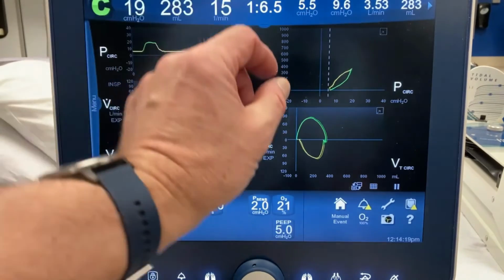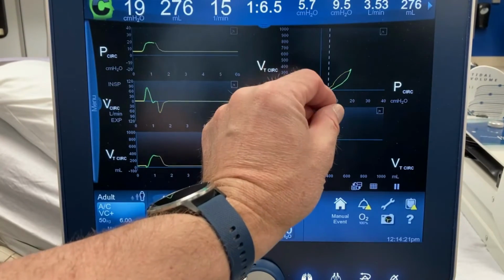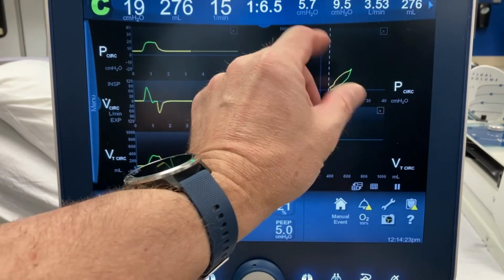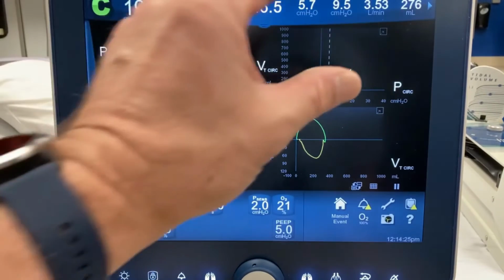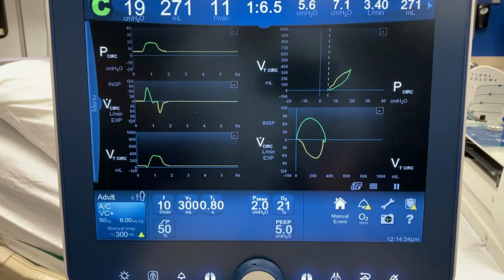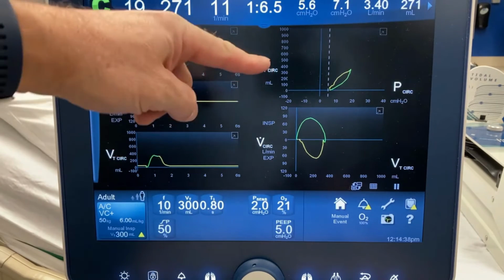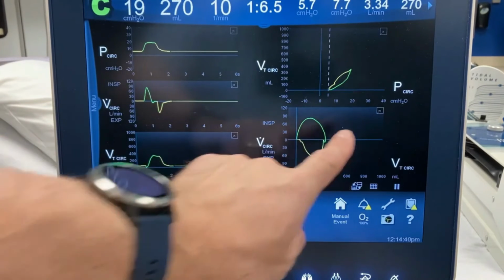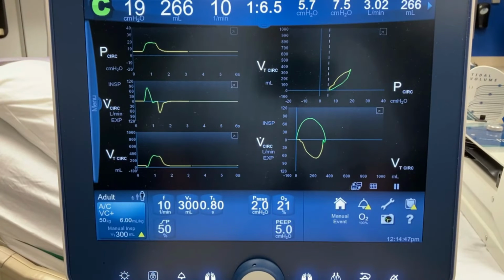We talked about resistance and its effect on that loop. The fatter it is, the more resistance there is. The thinner it is, the less resistance there is. That's useful. You can see that from across the room. You can also see compliance from across the room. We could mathematically do this. We could look at the volume and divide it by the pressure. You calculate compliance. We can also visually see it.